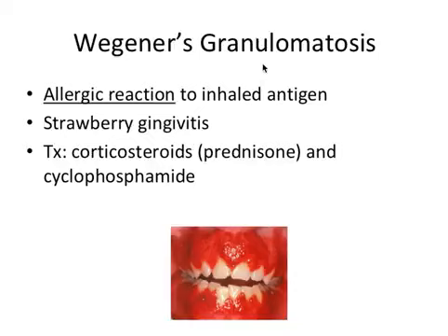Next we have Wegener's granulomatosis, which again, like angioedema, is an allergic reaction, but this time to an inhaled antigen, not direct contact. The most characteristic oral manifestation of this is called strawberry gingivitis, and you can see it in this picture. It looks sort of like a strawberry where it's a little bit stippled with this bright red appearance, almost like seeds are in there. So that's strawberry gingivitis. Treatment, again, we're going back to corticosteroids and cyclophosphamide.